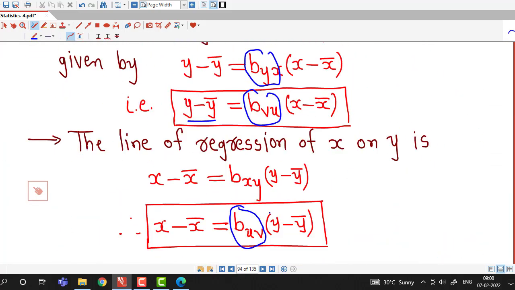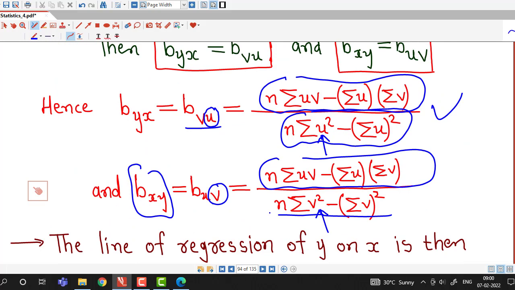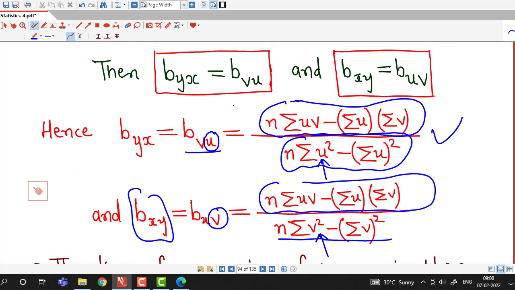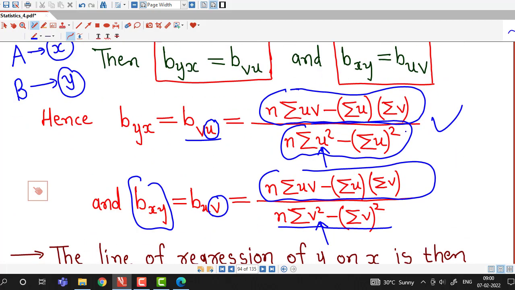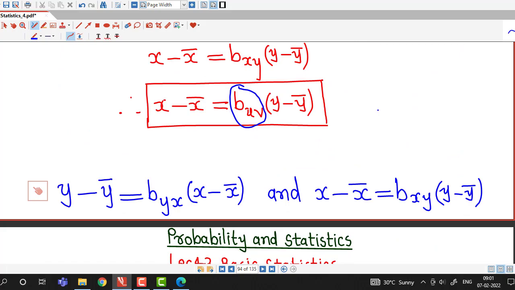Now, to use these two formulas, we will require all these things. First, we have to select values of a and b. A we will select any value from given values of x, b we will select from values of y. After that, we will find out u and v using these two formulas, and then we will find out all these summations: sigma u into v, sigma u square, sigma u, sigma v, all these things we have to find out.